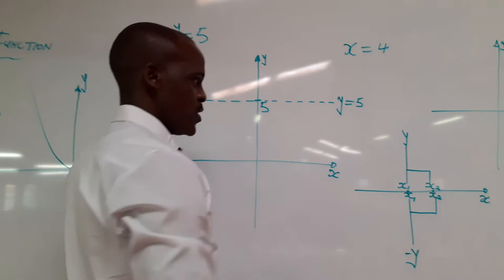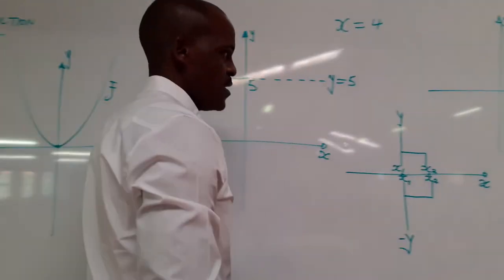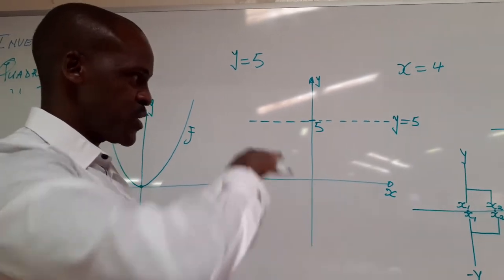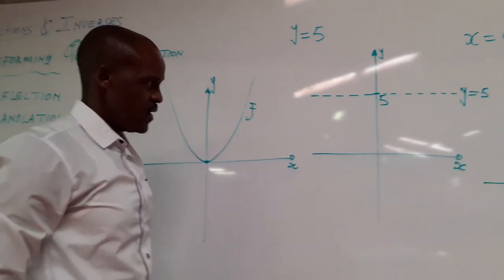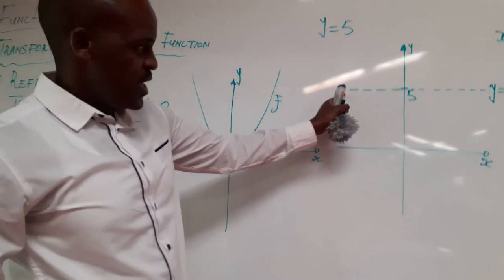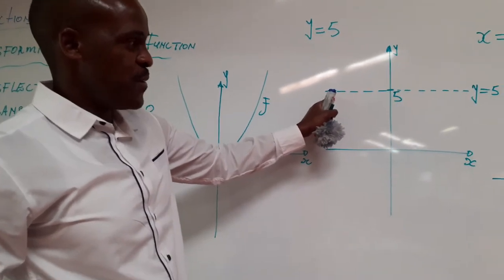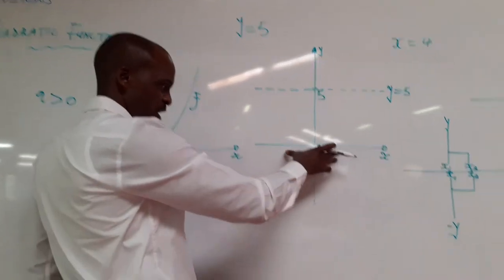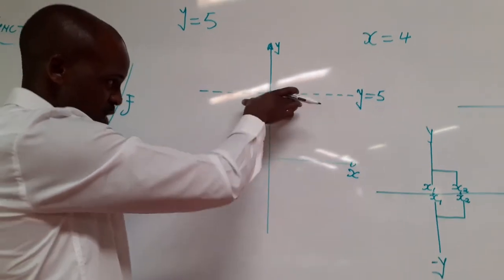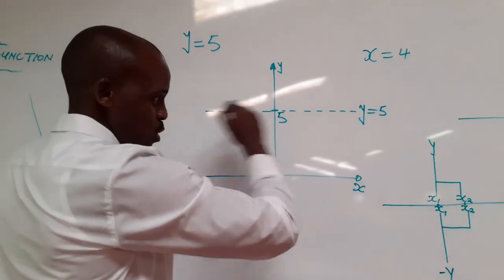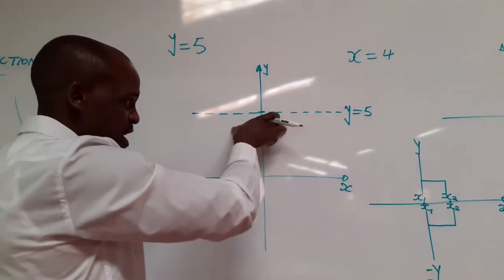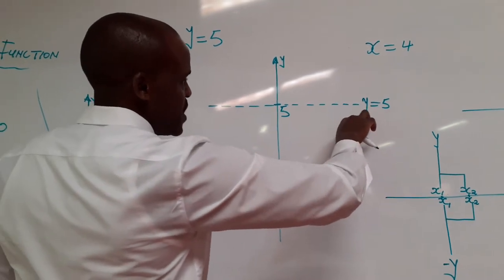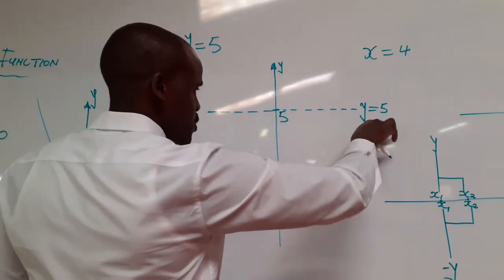X is equal to, it's a vertical line. Y is equal to, that's a horizontal line. Right. Here, if you are to reflect about line y is equal to 5, that means you are reflecting on the x-axis, because this is parallel to that. It's a horizontal line. So you are reflecting about the x-axis if you are to reflect about this line, which is y is equal to 5.